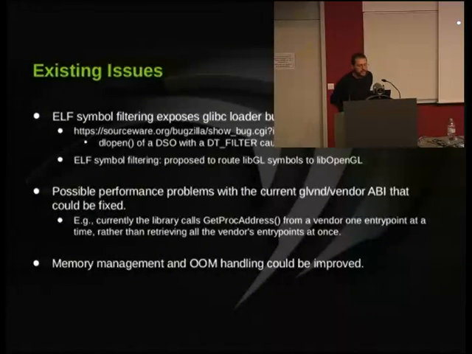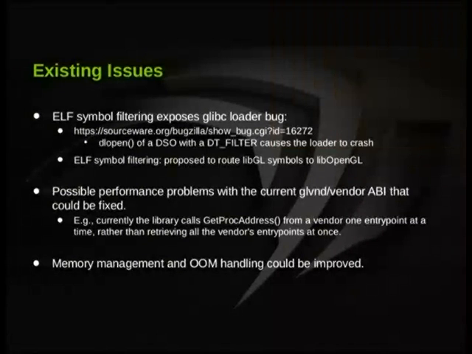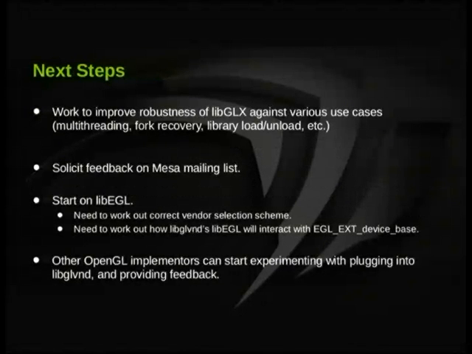So some of the existing issues we have: there's the ELF filtering bug that I mentioned earlier. We'll just have to go work that out. It's certainly not optimal in the way that when building the dispatch table, the vendor neutral library calls the vendor each time. So we need to make that better. And there's some memory management and leaks and out-of-memory handling that we need to fix.